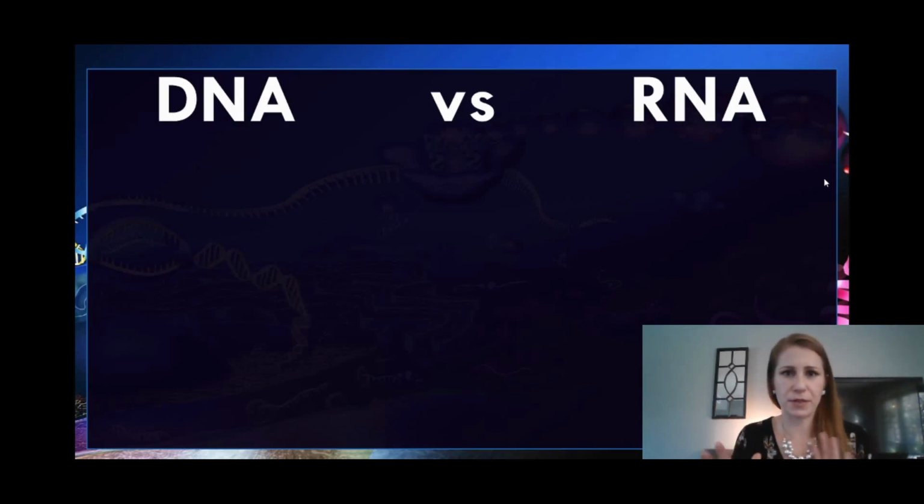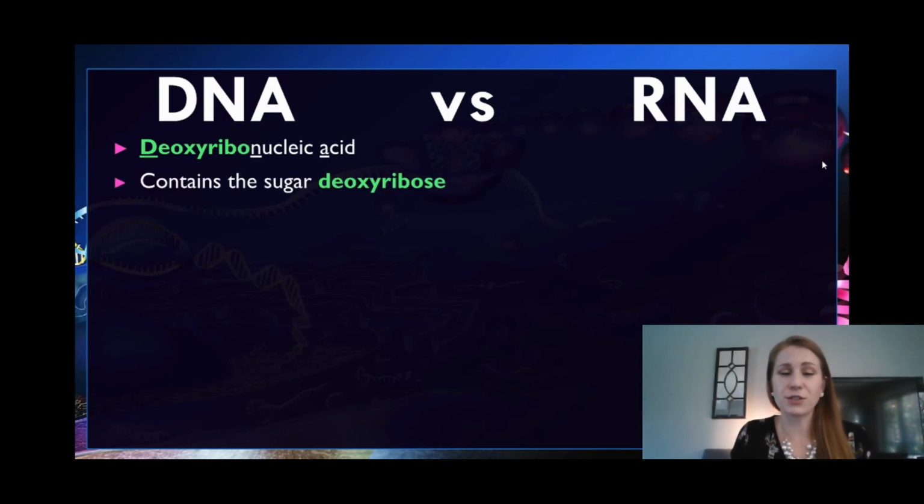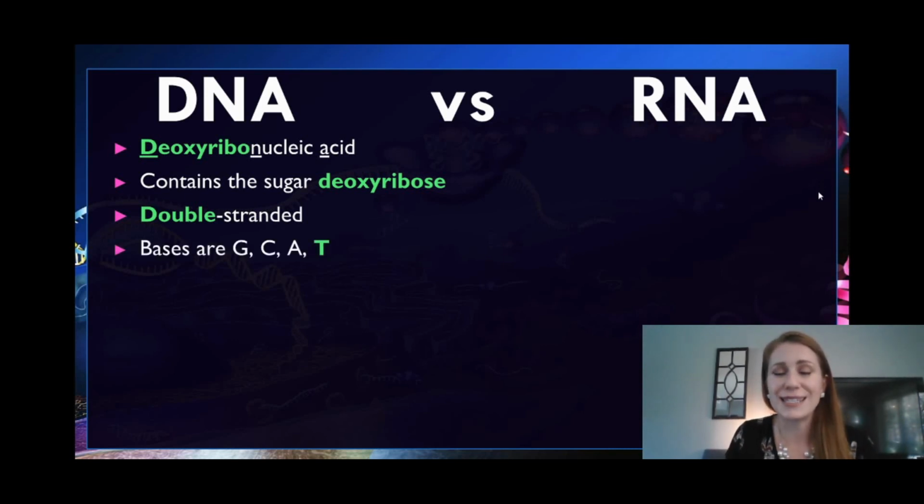Now let's talk about the differences between DNA and RNA quickly. DNA is deoxyribonucleic acid. It has the sugar deoxyribose, which is that first part of this name. It's double-stranded. That's why we call it the double helix. It's got that twisting spiral staircase structure. The bases are G, C, A, and T. Remember, guanine, cytosine, adenine, and thymine.